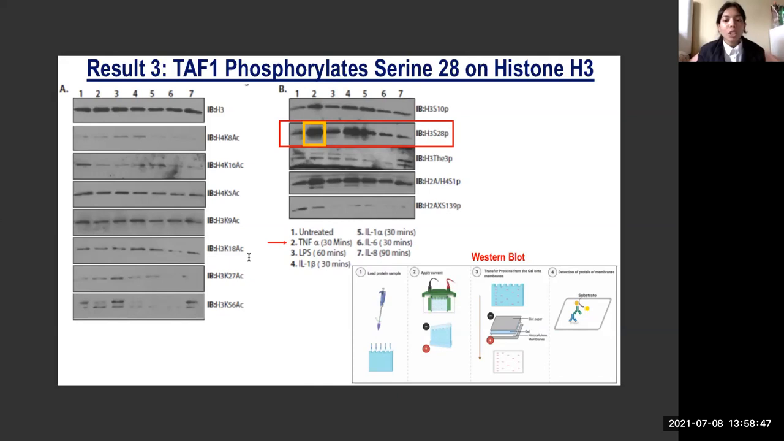To understand what targets are phosphorylated by TAF1, we treated the cells with TNF-alpha, LPS, IL-1 beta, IL-1 alpha, IL-6, and IL-8. The results showed that TNF-alpha induces phosphorylation of serine 28 on histone H3.